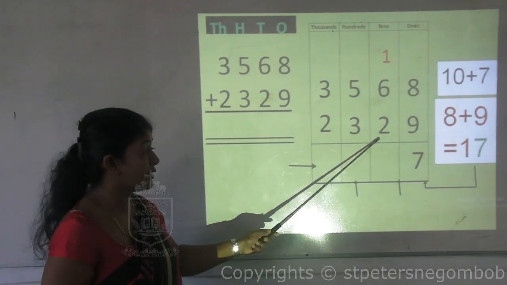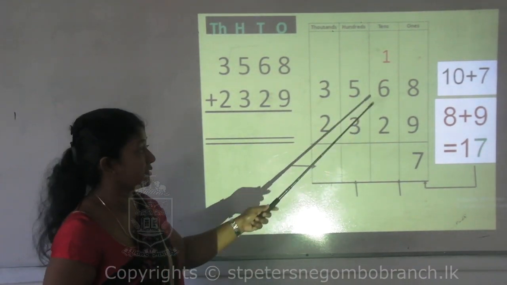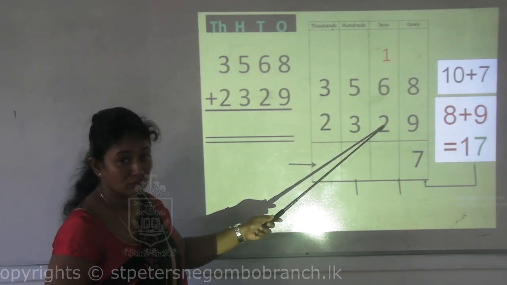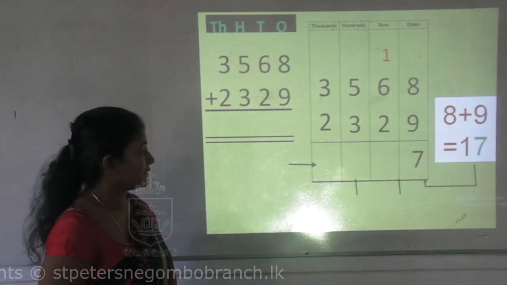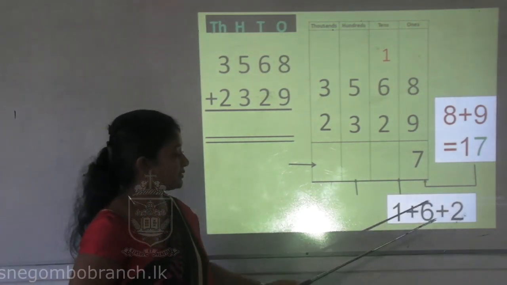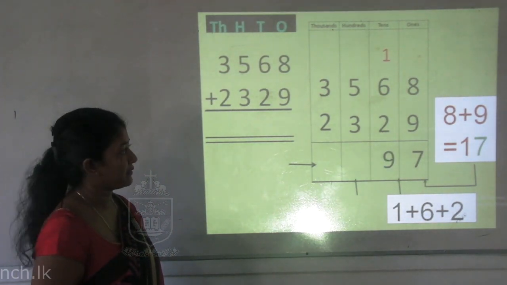Next, when you go into the next column, that is the 10's column. In this column, now there are 3 digits. Shall we add these 3 digits? Yes. 6 and 1, 7. 7 and 2, 9. So these are the 3 digits that you have. The answer is 9. Right.